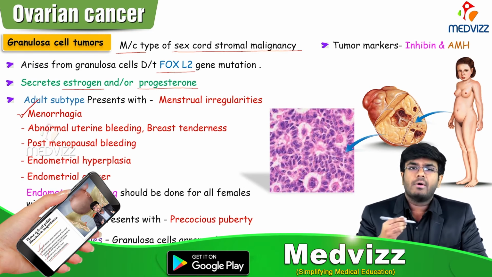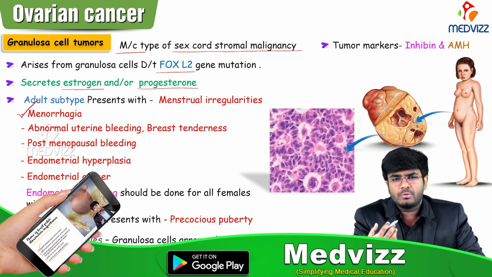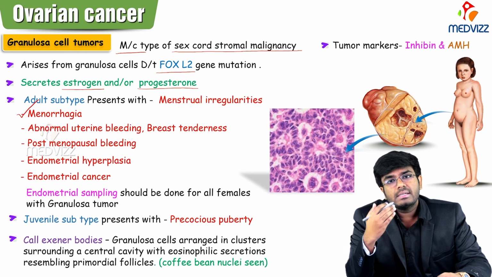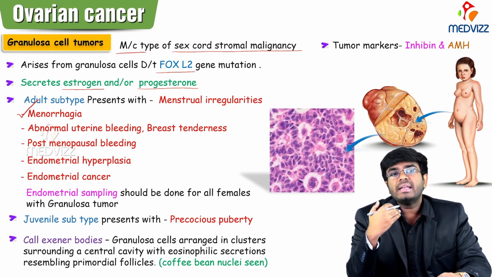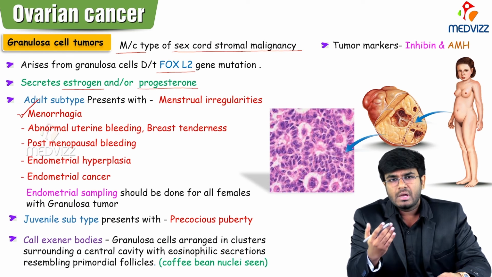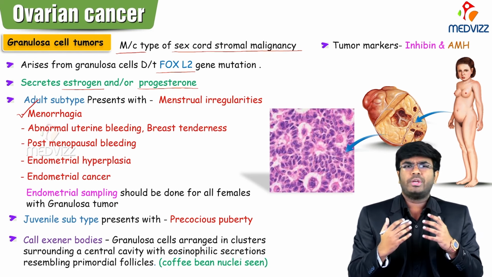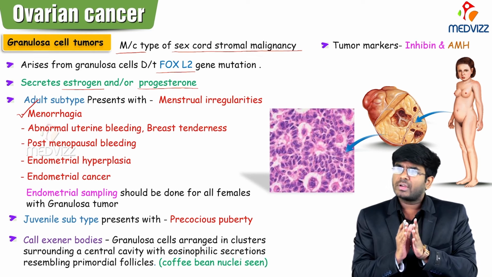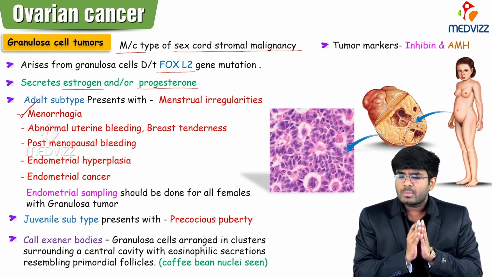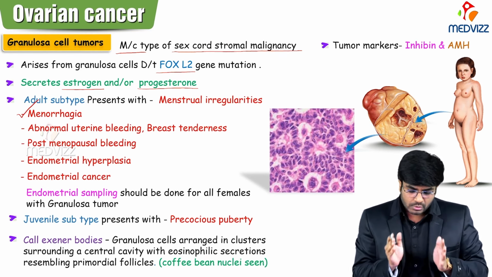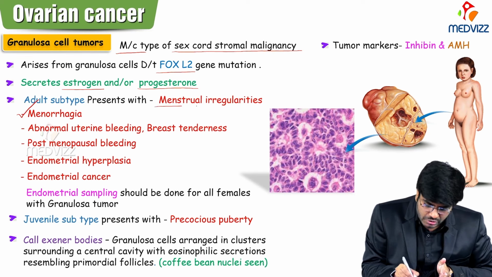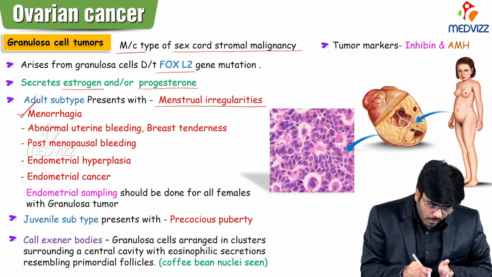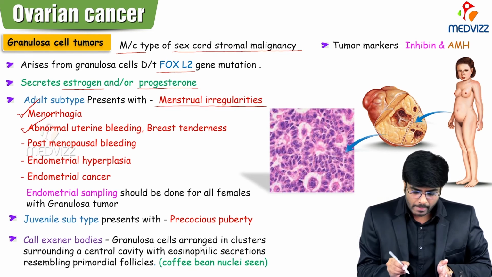Okay, well and good. Now see, this granulosa cell tumor can be seen in an adult or it can be seen in children. If it is present in the adult subtype, what are the symptoms that a female is going to have? Very simple. I have already said: too much estrogen, too much endometrial proliferation, and that is associated with menstrual irregularities like menorrhagia, abnormal uterine bleeding, breast tenderness.